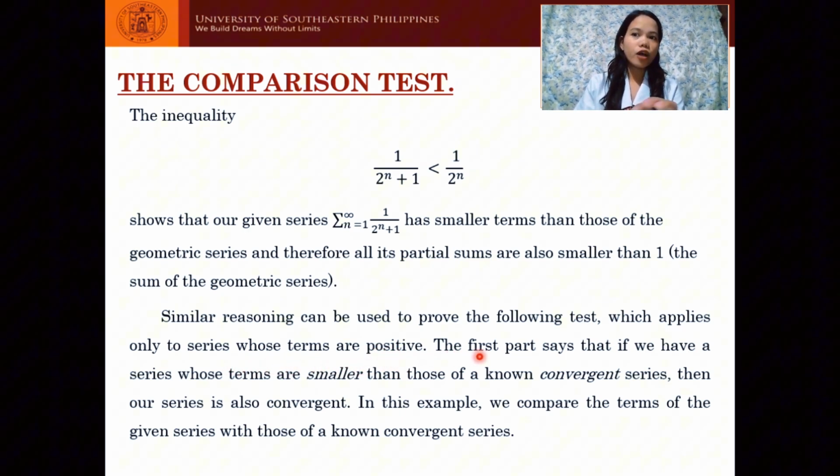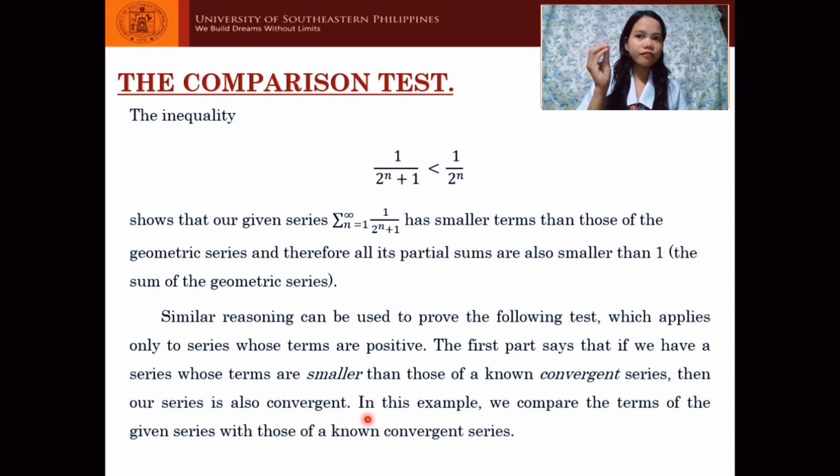This part says that if we have a series that is smaller than one known to be convergent, then our series is also convergent. So we have a series, and we have a series that is known to be convergent. If this known convergent series is greater than our given series, or the given series is smaller than our known convergent series, then by comparing the terms of the given series with those of the known convergent series, we can conclude.